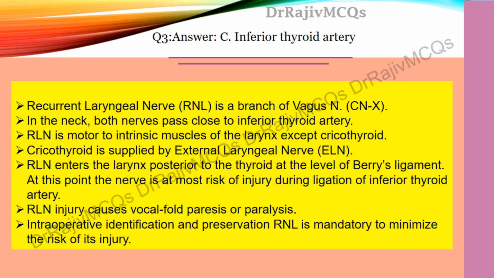The nerve enters the larynx at the cricothyroid joint, posterior to the thyroid at the level of the Berry's ligament. At this point, the nerve is at most risk of injury during a thyroid surgery. The recurrent laryngeal nerve injury results in vocal cord paresis or paralysis. Careful intraoperative identification and preservation of the nerve is mandatory to minimize the risk of injury. During operation, the nerve is found when the thyroid lobe is mobilized laterally, lying under the tubercle of Zuckerkandl.